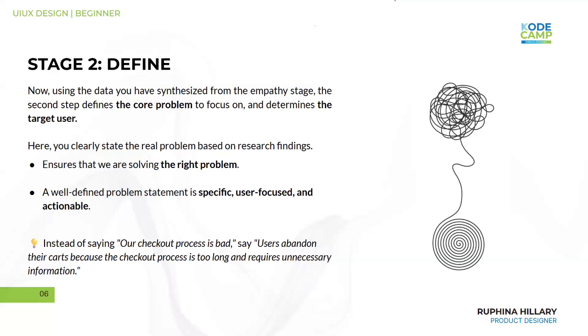It helps you define what problem we are actually looking to solve that would make us achieve our goals. So it involves solving the right problem and creating a problem statement which is specific, user focused, and actionable. So now, instead of saying our checkout process is bad, which is a very generic statement, if you're saying our checkout process is bad, what exactly is bad about it? What exactly are we changing?